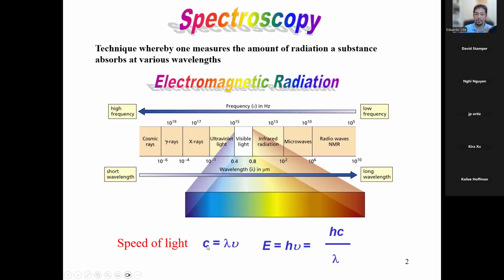The speed of light is a constant. It does not change. It's 3.0 times 10 to the 8 meters per second. We are in a science class, so we use science units, metric units. For the energy, it's just Planck's constant times the frequency. H is a constant. You can always look up that value. Or you can just reformulate it as H times C divided by lambda.